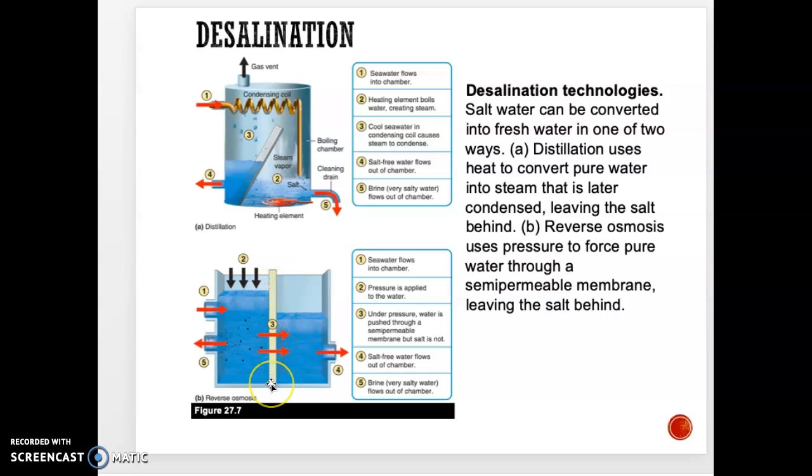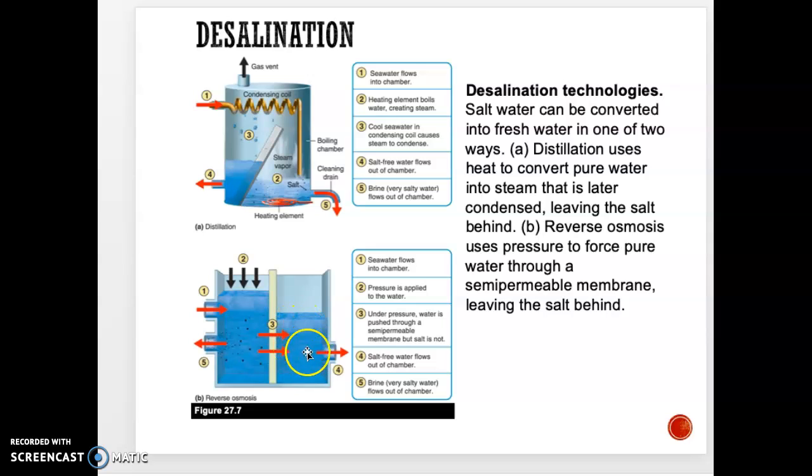So think of a wall with a lot of tiny little holes in it. And basically this water here is going to be pressured to push through that semi-permeable membrane. The fresh water will cross over and the little salt sediments are going to be left behind. So that's what all of these little black dots are, is salt being left behind.